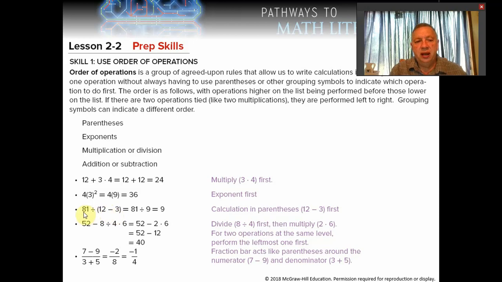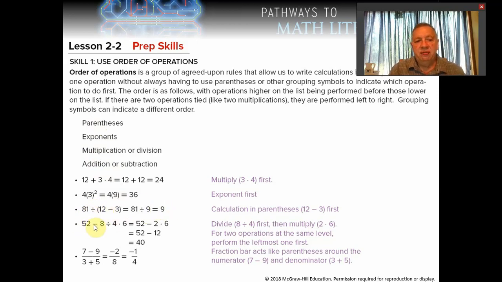So here, if I just look at this, I've got multiplication, division. But I've got my parentheses first, so I want to do that first. 12 minus 3 is 9. And then 81 divided by 9 is 9.